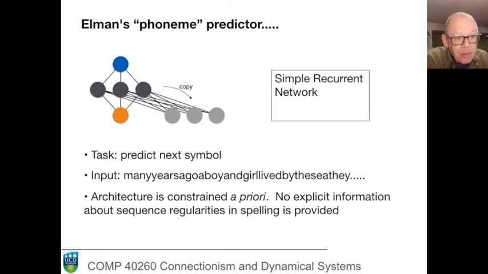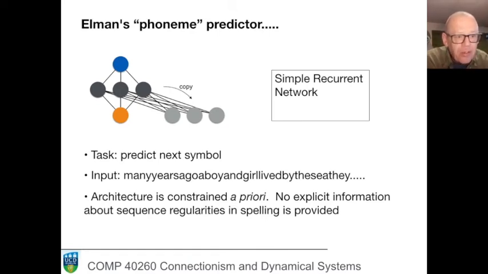Now, the manner in which this network is spoken about is somewhat indisciplined. Jeff Elman described it as a phoneme predictor. Letters are not phonemes. This is not a phoneme predictor. It's a bad label. Letters are letters, and English spelling, as we've seen, is a disaster, which makes this task, of course, even harder than it might have to be.